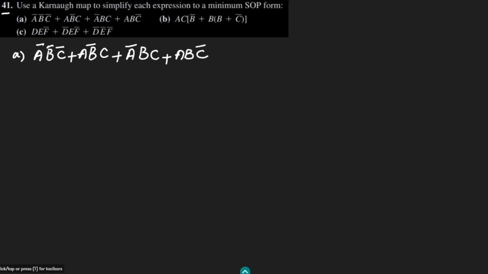First of all, we have to find the binary values which are used in the Karnaugh map. Here the binary value will be 0 0 0. For this term the binary value will be 1 0 1. For this term it will be 0 1 1, and for this last term it will be 1 1 0. So these are the four terms which we will have to use.